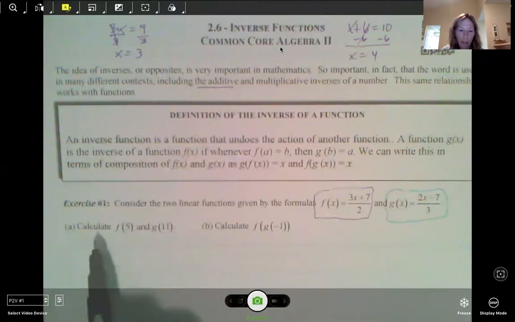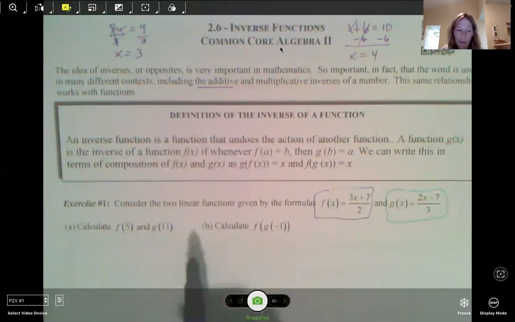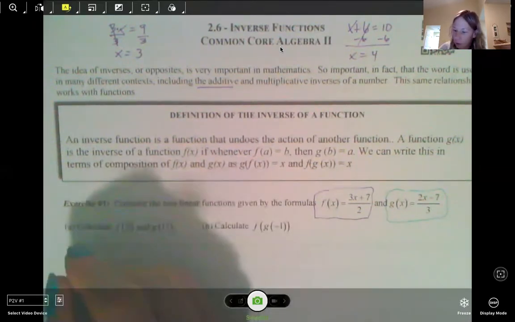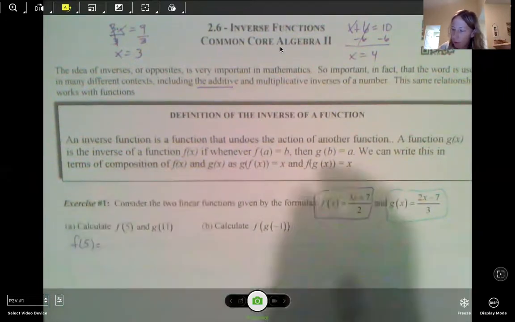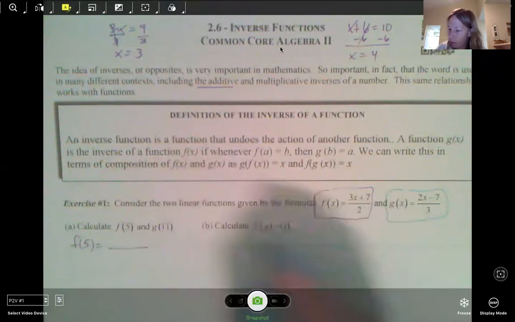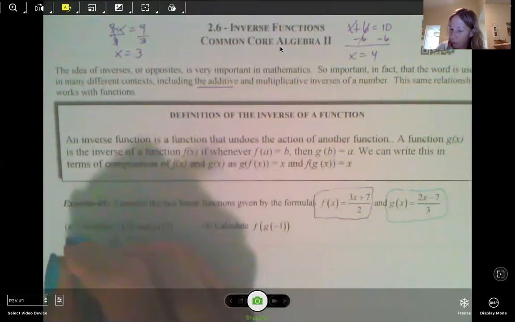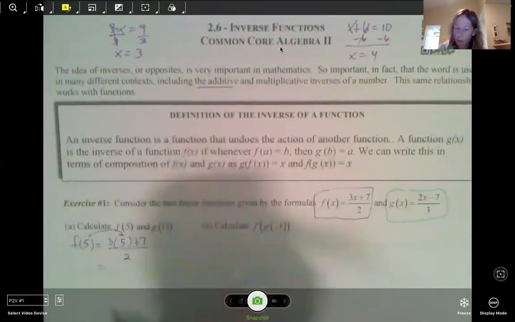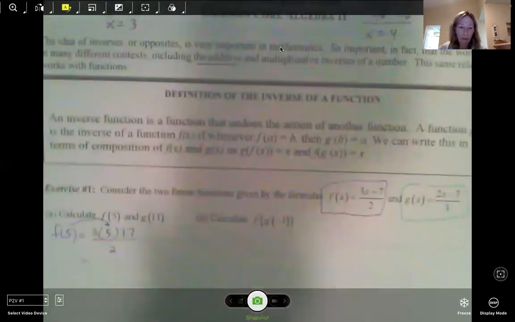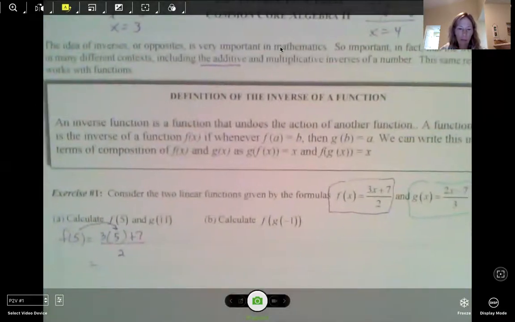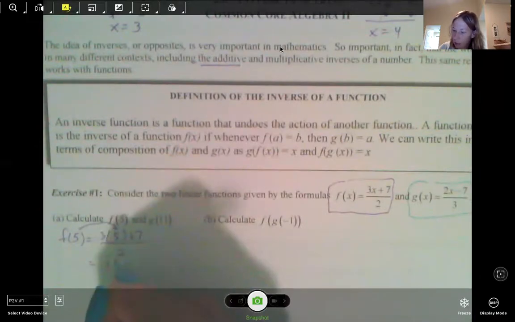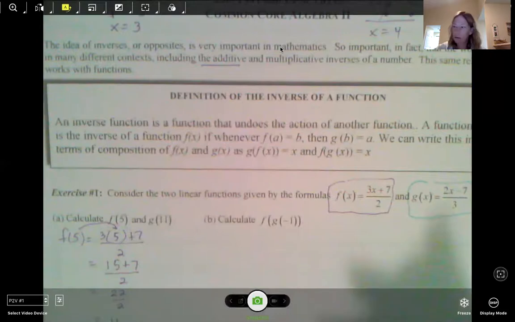So the first thing says to calculate f of 5. So remember what that means. That just means, hey, use this rule called f and input a value of 5. So if we do f of 5, this rule says to take 3 times that input value plus 7 divided by 2. Well, that input value is 5. So if we simplify that, we get 3 times 5, which is 15, plus 7 in the top, divided by 2. And we get 15 plus 7, which is 22 divided by 2. And 22 divided by 2 is 11.